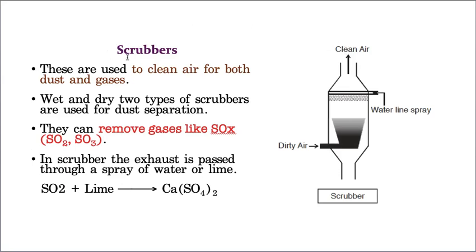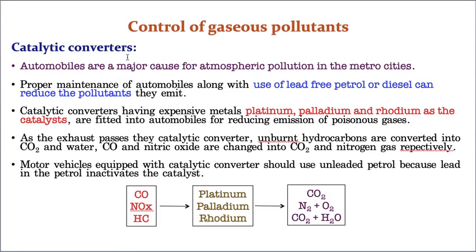Hope you understood. Now let us take up control of gaseous pollutants. It is a very important topic, a question asked many times, so you need to focus on this 100%. Okay, these are catalytic converters. In the last class I told you that the major sources of gaseous pollutants are automobiles, using fossil fuels like diesel, petrol, and also coal, etc. When you are using these, oxides of sulfur, oxides of carbon and also hydrocarbons will all be released.